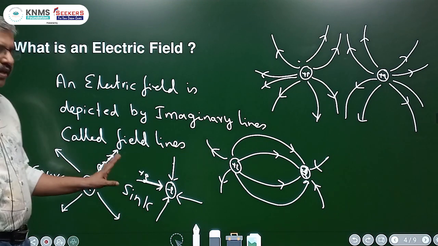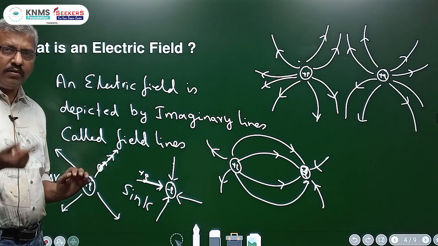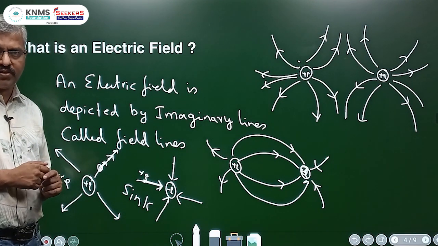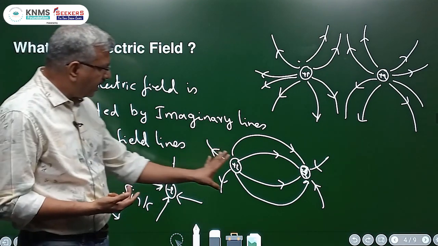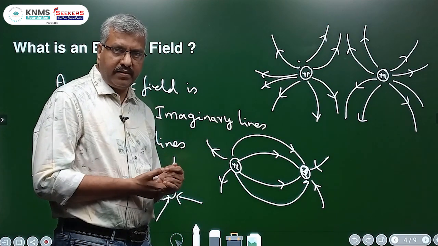Okay. So, field lines are number 1, imaginary lines. 2, they are so drawn that the tangent to them will give you direction of force acting on a positive charge. Then 3, we can understand if you look at this here, that look, field lines are continuous lines.